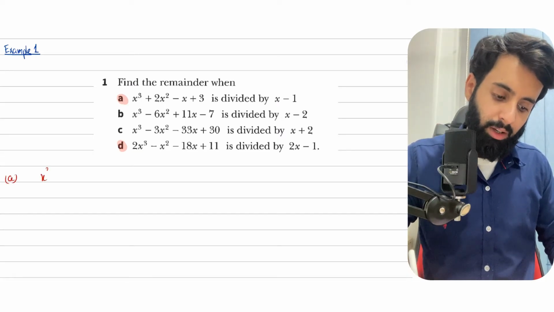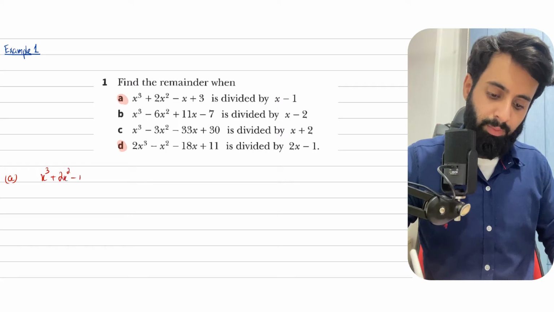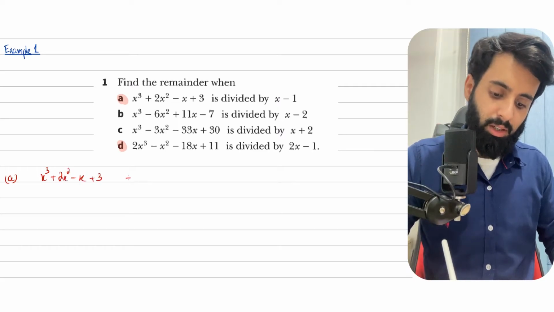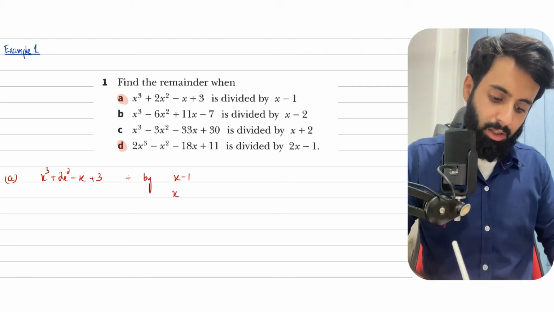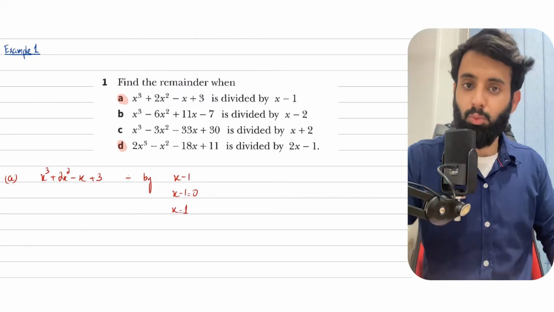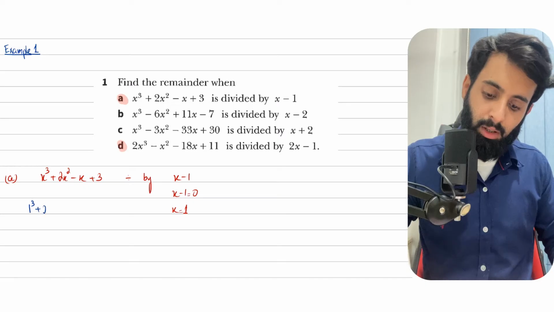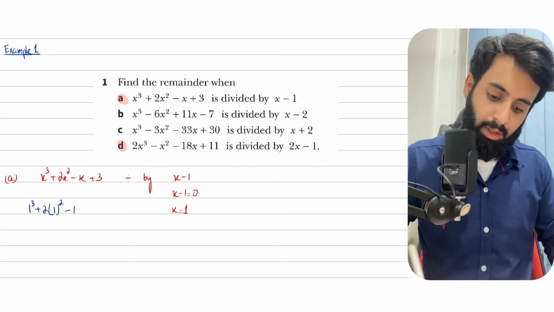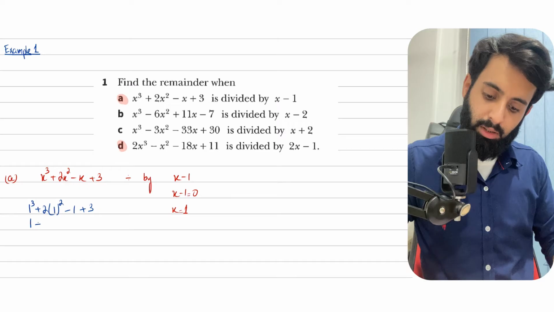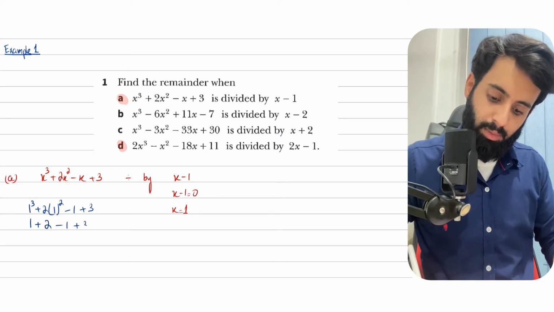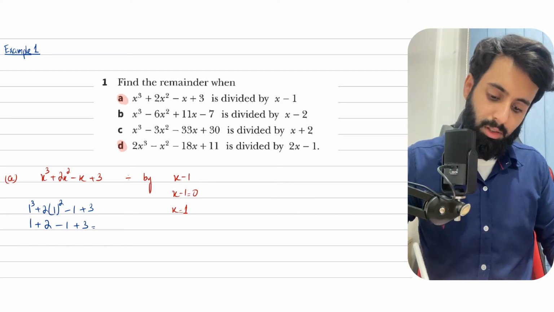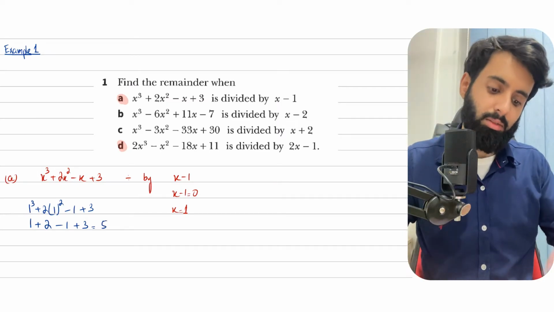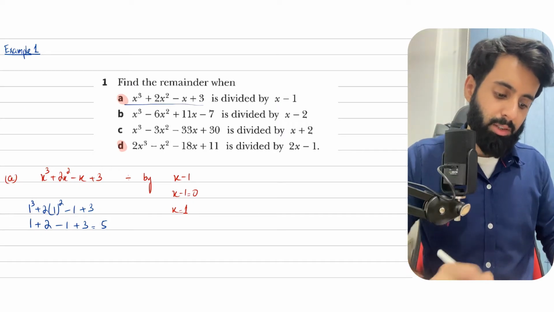In part A, you have x cubed plus 2x squared minus x plus 3, which is divided by x minus 1. So what's the first step? The first step is that I'm going to set x minus 1 equal to 0, so I know what value of x to plug in. The value of x that we need to plug in is 1. So that means 1 cubed plus 2 times 1 squared minus 1 plus 3. So 1 cubed is 1, plus 2, minus 1, plus 3. So what do we have? 1 plus 2 is 3, 3 plus 3 is 6, 6 minus 1 is 5. So the remainder when this polynomial is divided by x minus 1 is 5.